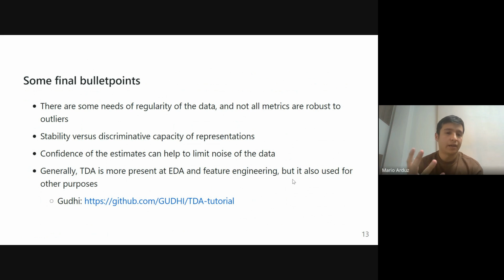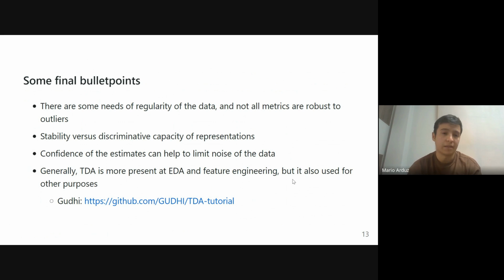Then there is a discussion that is very important, I think, not only in the case of TDA, but for any type of task that we want to do. It's the trade-off between stability and the discriminative capacity of representations. We don't want to generalize too much, so that we overlook some patterns that we are really interested in. But on the other side, we also don't want to fit the noise that is in the data. And this is a point that the paper says TDA is very sensitive to.